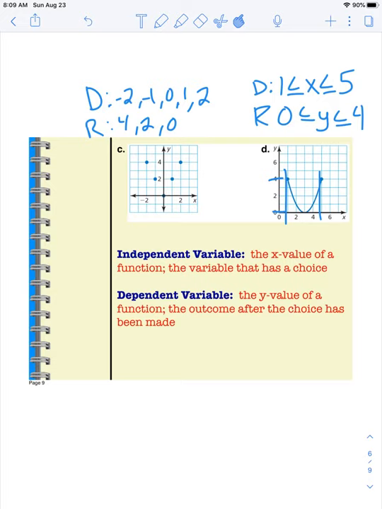All right, for the next section, you're going to hear some vocab you might have heard in science class before. We have the independent variable, which is the x value, and we have the dependent variable, which is the y value. The y value depends on what you put in for x. X is the input, y is the output.